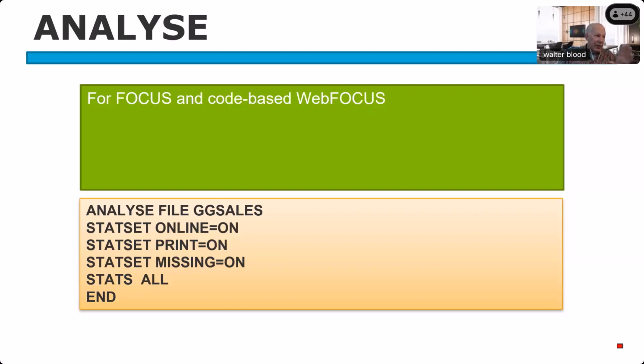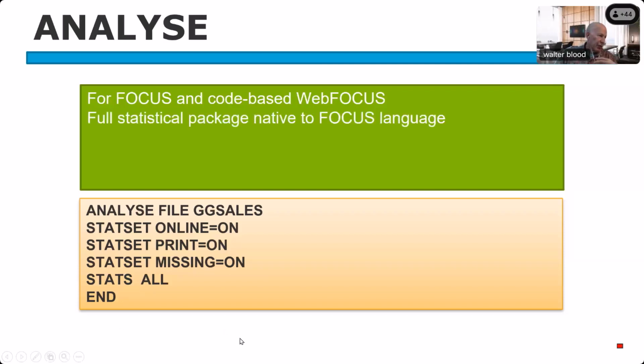The stat set command is an internal command for analyze that allows you to issue sets. In this particular case, I'm going to look at things online. I'm going to allow myself to print rather than going into hold, and I'm going to turn missing on. The command to get this descriptive stats is stats.